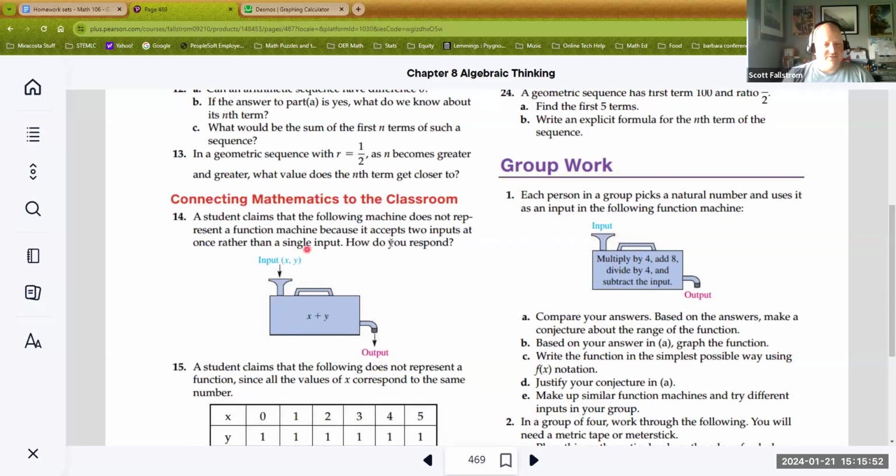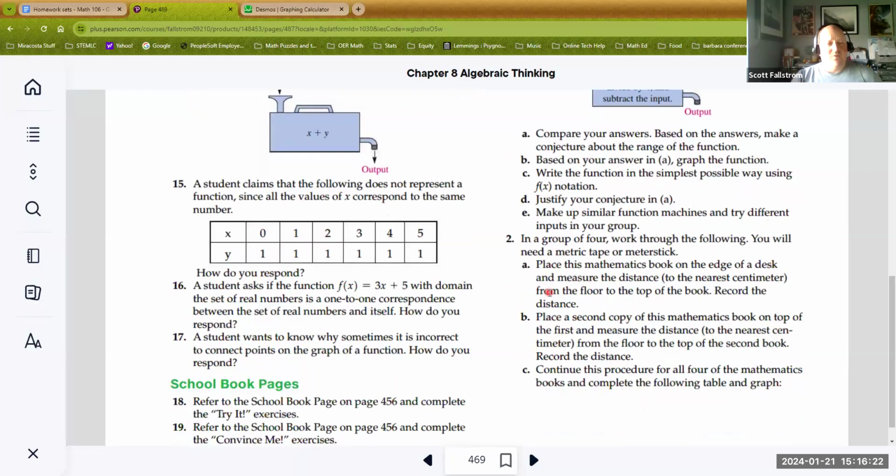And then number 14 here, a student claims the following machine does not represent a function machine because it has 2 inputs rather than a single input. How do you respond? Think back to the definition of a function. Did the definition of function say a single object, a single number, or did it say for each input? Go back to that definition and see if you can show, hey, maybe this actually could be a function. Or if you believe it's not, make sure you explain very clearly why it is not a function.